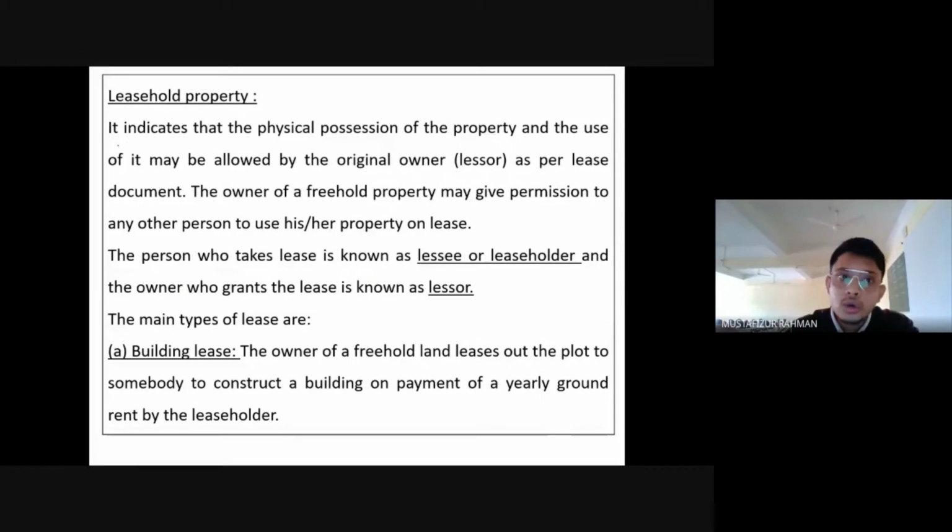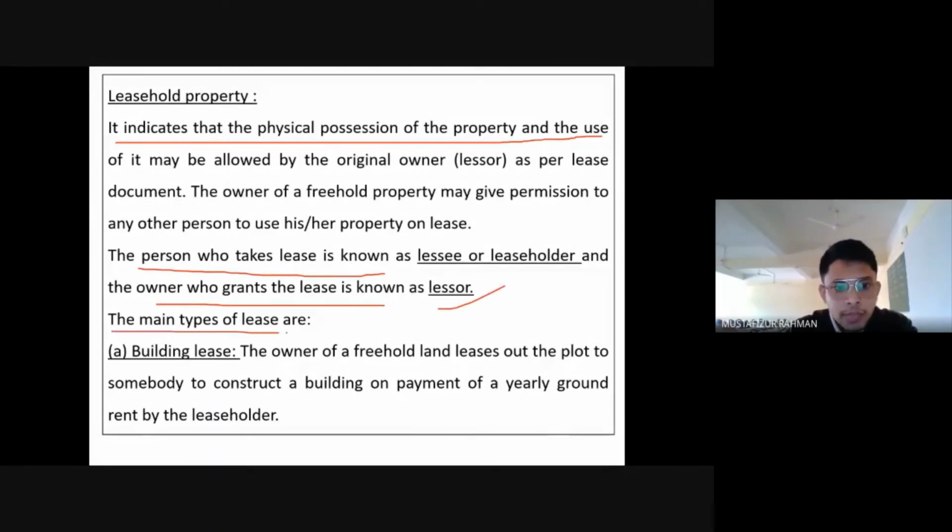You are not the owner. You have taken it from someone else. So in a lease agreement, you have taken the land from someone else. You are not the real owner. So you cannot do whatever you want. There is some agreement. In the agreement, you have mentioned that I will do this, I will do that. Okay. That only you can do. So if you want to do something, you shall have to take permission from the real owner. So this is leasehold property. So the person who takes the lease is this one. The owner is lessor.